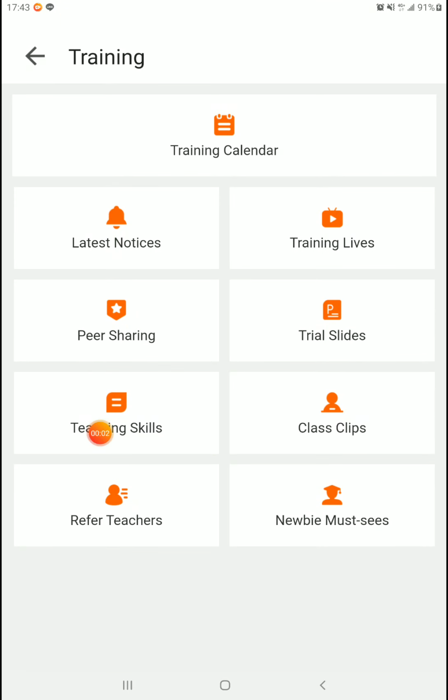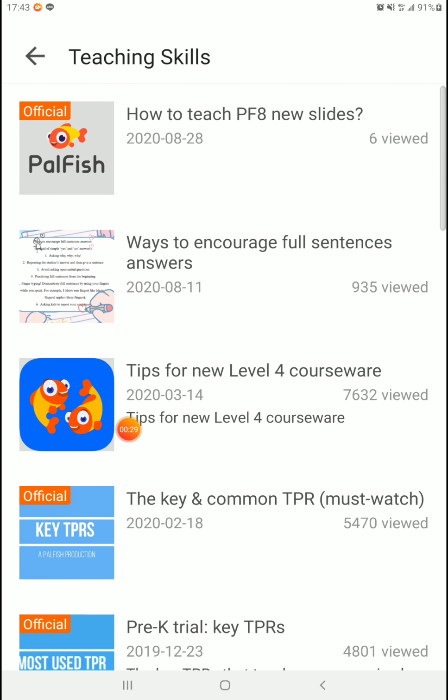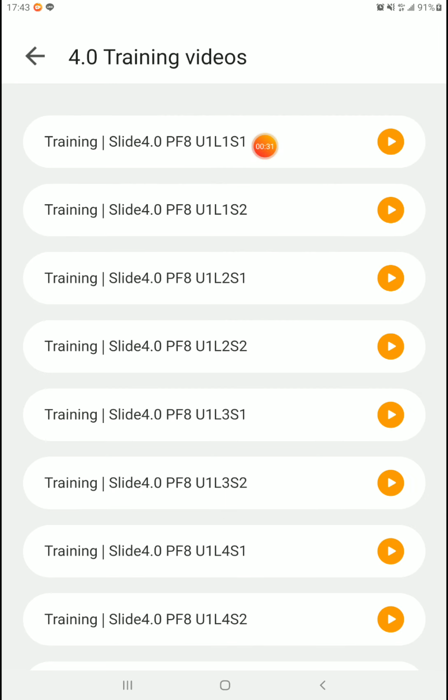Okay, guys, we've got some exciting news. PF8 is coming out. Now, PF8 is going to be quite different compared to any other PF level. In PF8, we're going to be concentrating on teaching the kids proper testing techniques and testing strategies. So this unit is completely different. So you want to go into teaching skills and then how to teach new PF8 slides.